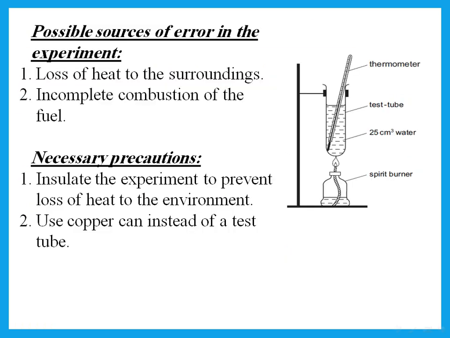Of course, in this kind of experiment, the possible sources of error would be loss of heat to the surroundings and incomplete combustion of the fuel, if the fuel did not burn properly. So the precautions that we should take, if he's asking about precautions to avoid these sources of error, we say we insulate the experiment to prevent loss of heat. I need to prevent loss of heat to the environment. So I can use, for example, a copper can instead of the test tube. Then this will help to heat the water fast.